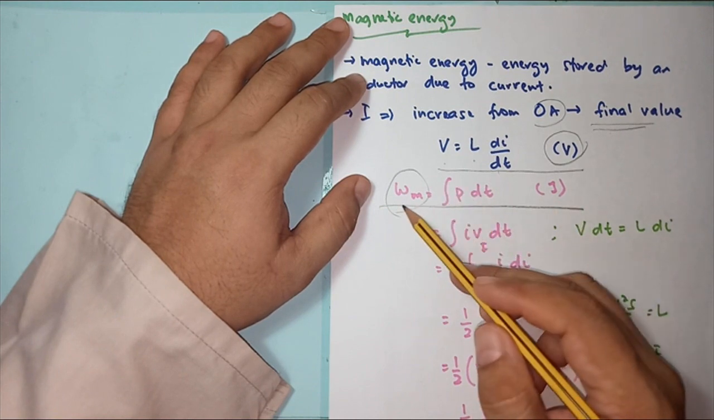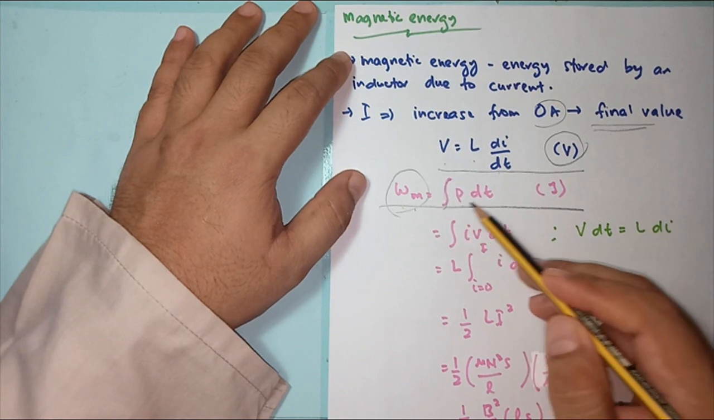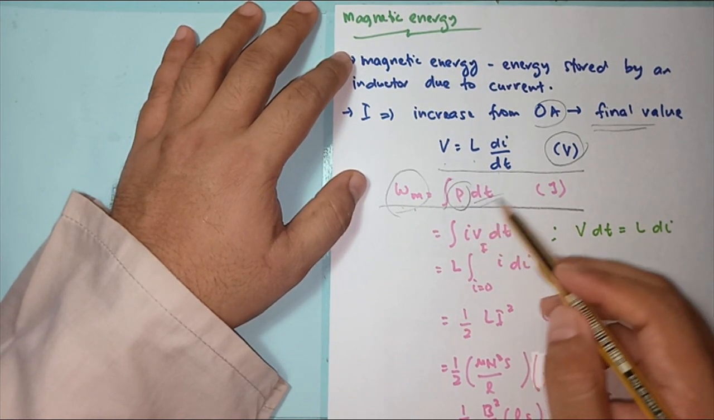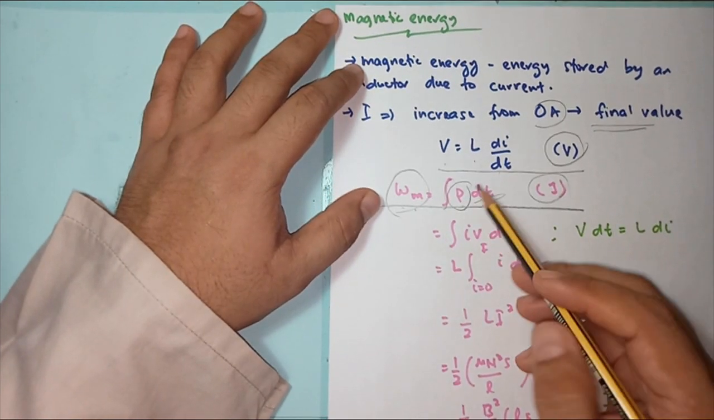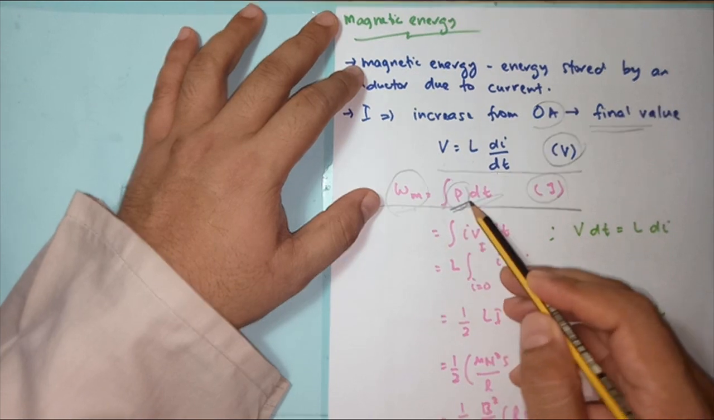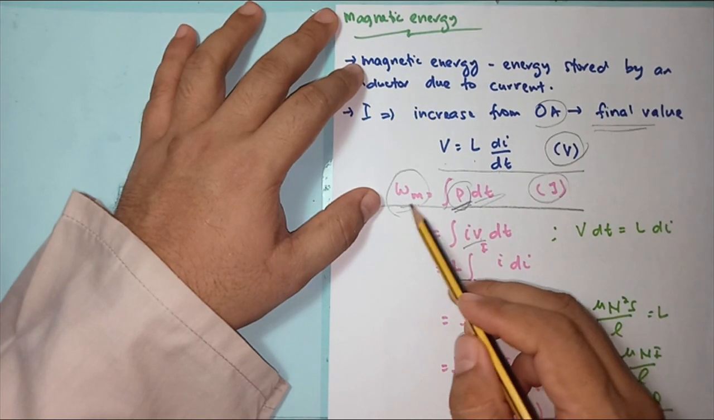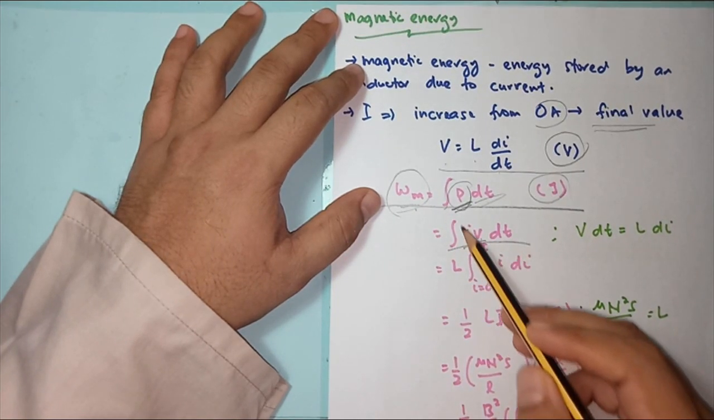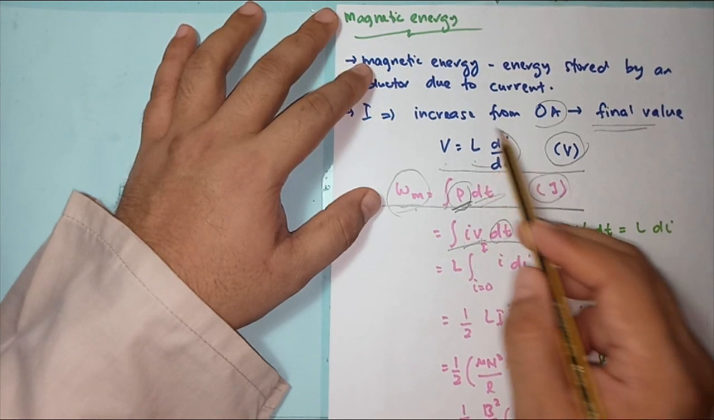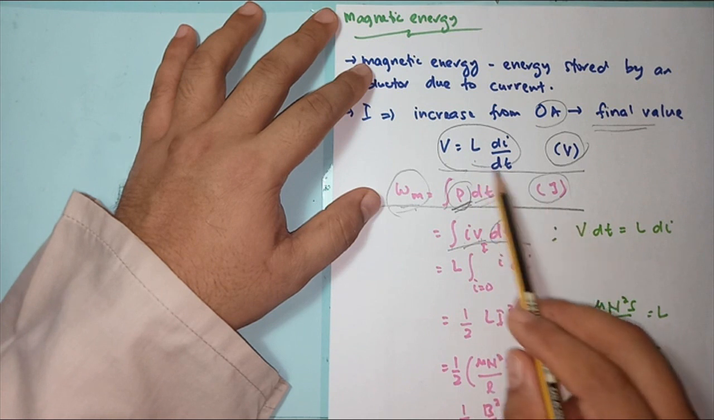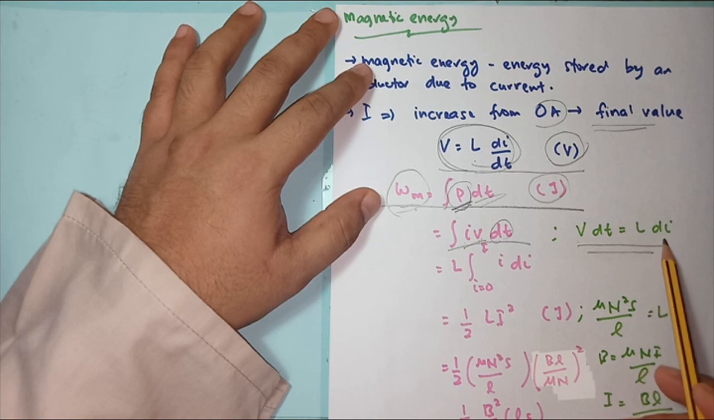We have Wm, the magnetic energy, equal to the integration of P dt, where P is the power and t is the time, and the unit is joule. As we know, the expression of the power is P equal to IV. Because of that, the energy can be calculated by the integration of IV dt. By referring to this expression, we can rewrite it: V dt is equal to L di.